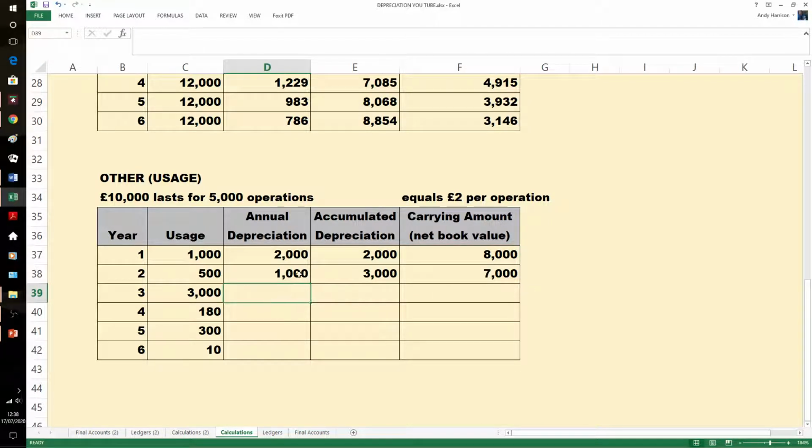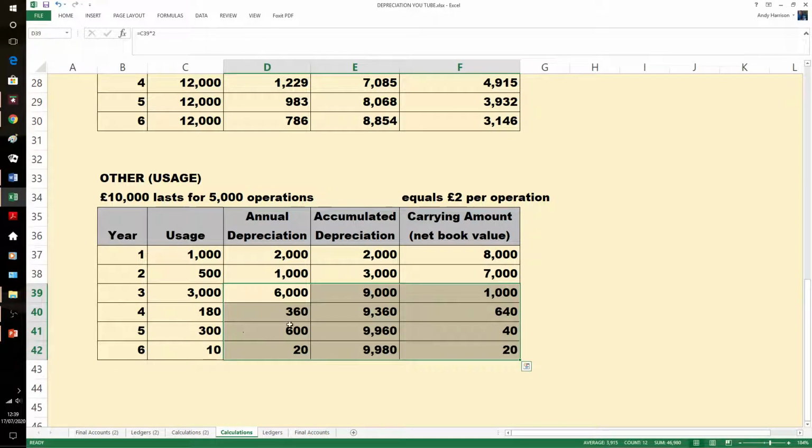So next year we've used it a lot more, most of its lifespan actually, 60% of its lifespan. So £6,000, it's down to £1,000. And if I fill the rest in, so 180, 360 that year reduces it. And we haven't quite finished, we've got another 10 operations left out of it. So there's no time scale on this that matters. We don't need to work out how many years, which is one of the problems on depreciation.